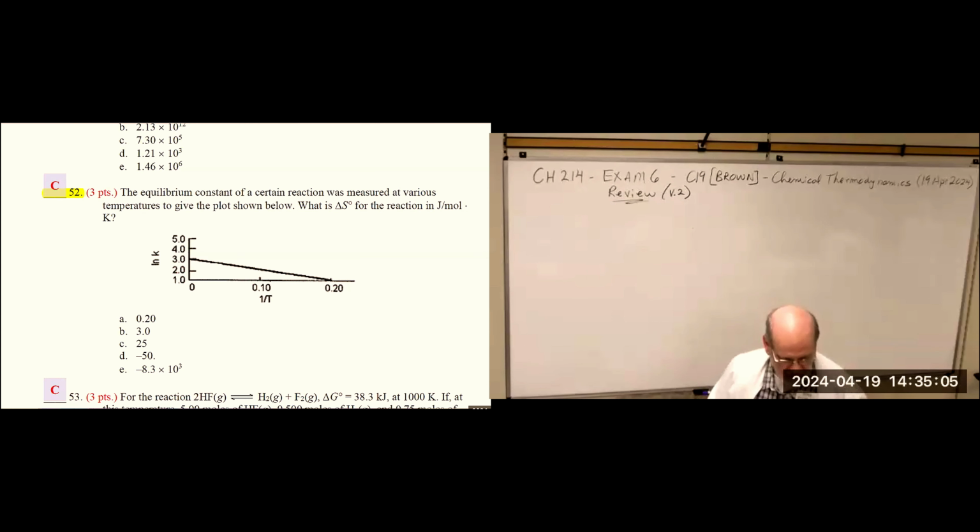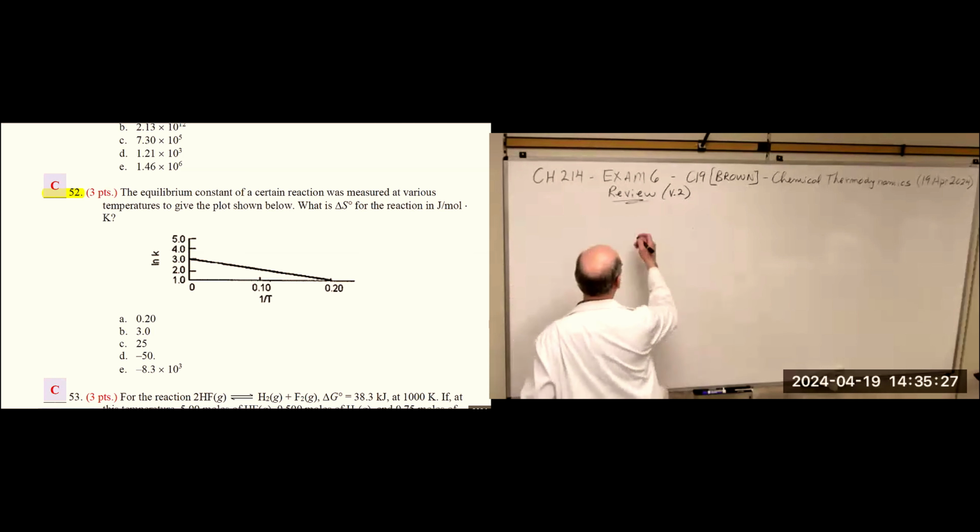Okay, the equilibrium constant of a certain reaction was measured at various temperatures to give the plot below. So we're plotting natural log of K versus 1 over T. All right, I have to look up the formula for that straight line. This is number 52.